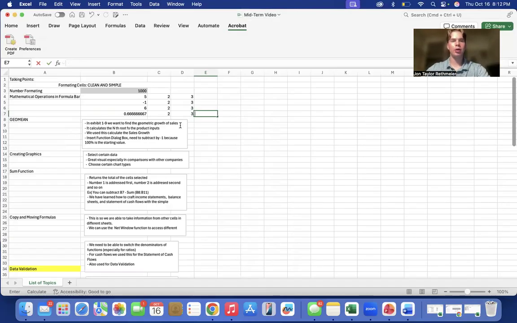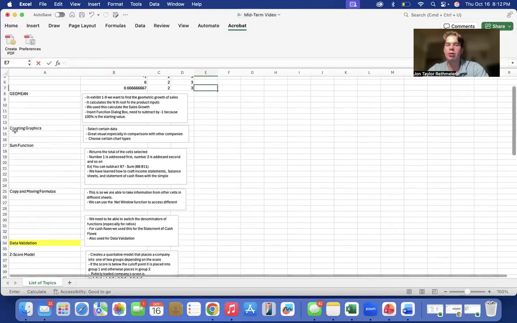And then starting off with the first function, it's the GEOMEAN. We use this in Exhibit 1.9, and we use this to find the geometric growth of sales, and it basically calculates the root of the number, the square root, for the product inputs. And then whenever we insert this function, we need to subtract it by 1 because the 100% is the starting value.